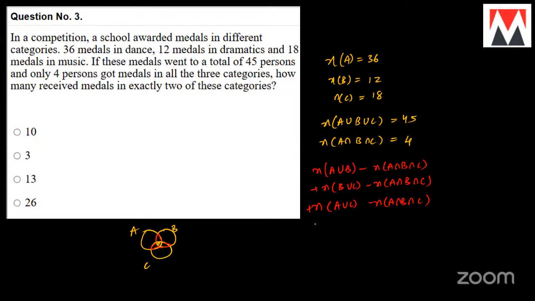So you can take an overall equation as n of A intersection B. This is the area which they are asking, right? These red shaded areas are the ones they are asking. So it is n of A intersection B plus n of B intersection C plus n of A intersection C, which can be written as n of A union B union C.